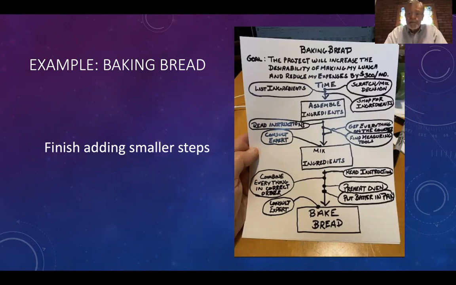So finally, you finish adding the smaller steps. So between the mixing ingredients and the baking of bread, we have to read instructions, combine everything in the correct order. We need to preheat the oven. We need to put the batter in the pan, and we have that consult an expert again. And again, I don't know where I'm going to need that. I got to find out from my sister whether or not I can use margarine to butter the bread pan, or does it have to be butter? Or can I use Crisco, or could I use olive oil?